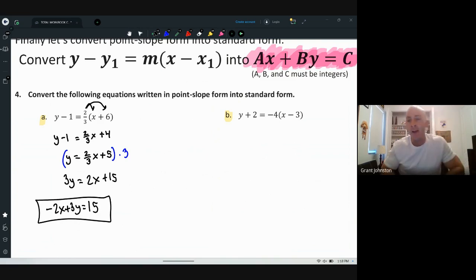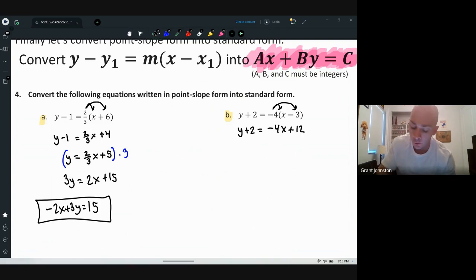So a lot of algebraic manipulation there. So I guess kind of the method that I suggest when you're trying to convert it into standard form from point slope form is first take that point slope form, convert it into slope intercept form, and then you can shift it over to standard form. So here I'm going to distribute the negative 4. Y plus 2 equals negative 4x plus 12. Negative 4 times negative 3 is positive 12.